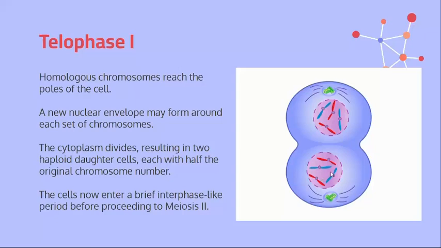So remember, haploid and diploid. Haploid has 1 set of chromosomes, diploid has 2 sets of chromosomes. That's the difference. That's it. You just gotta remember, that's so simple. The cell will now enter a brief interphase-like period before proceeding to meiosis 2. So it will grow a little bit and then prepare to divide.